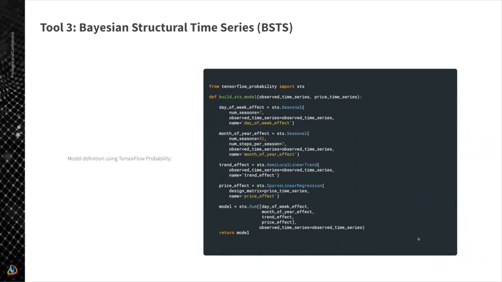In a nutshell, this definition is very straightforward. We can define some seasonal effects like day of the week effect, month of the year effect, trends, price effects as essentially a linear regression, and then model our output time series as a sum of these different effects. Of course, in real applications, it's more complicated than that, because we need to care about some other things. We need to care about hyperparameters, about priors, but still, it's a very convenient way of defining our forecasting model.